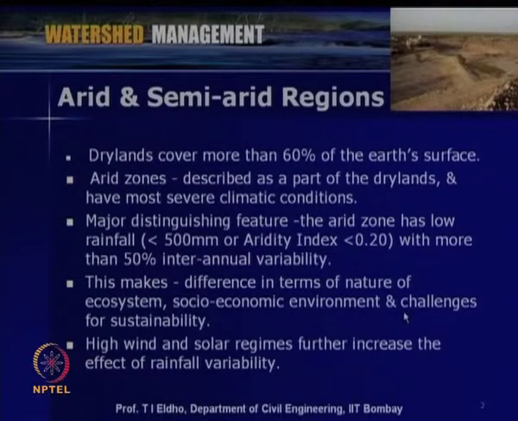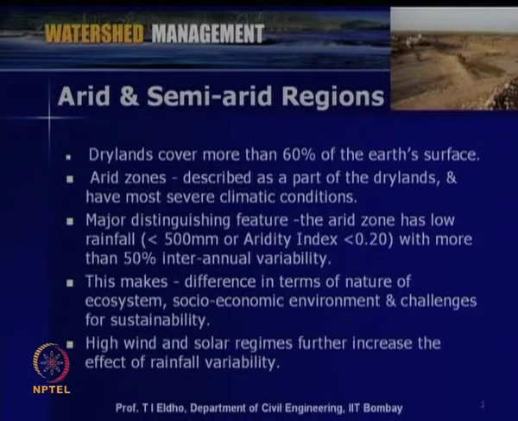So, now let us discuss the watershed management practices in arid and semi-arid regions. If you critically analyze the various land use or land physiography all over the world, we can see that the dry lands cover more than 60% of the earth surface. This 60% does not mean all the area is totally dry, but some classification says dry lands cover more than 60% of the earth surface, and arid zones are described as a part of the dry lands and have the most severe climatic conditions. So, in the 60%, in some way or another, there is water shortage.